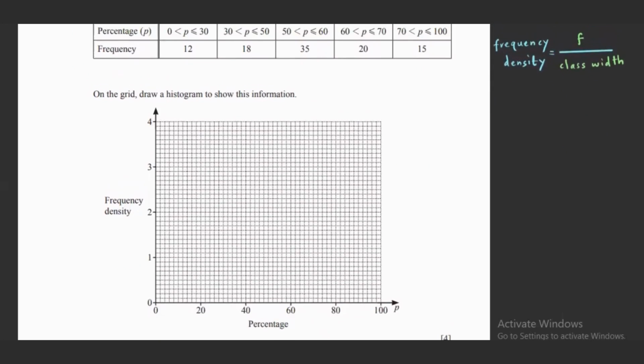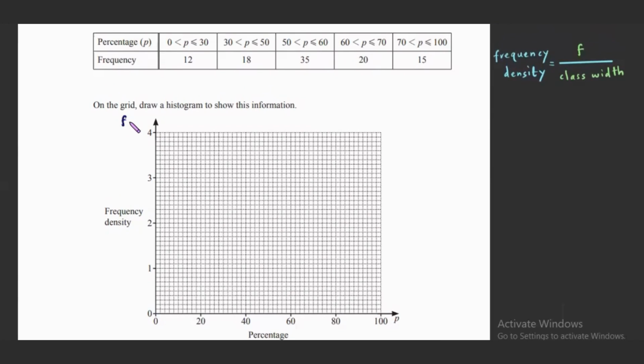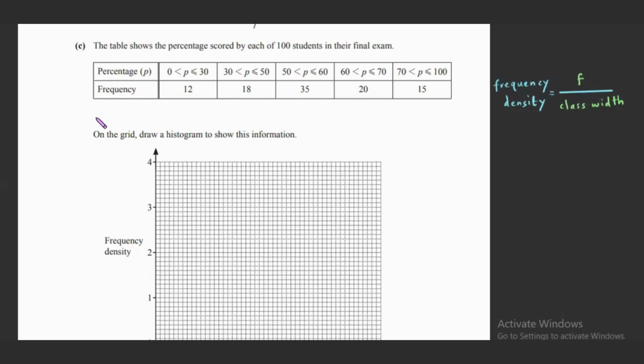Now, in the histogram, the frequency density is written on the y-axis, like it's already given here. In this table, we do not have the frequency density, but the frequency is what's given. So first, we need to find the frequency density, only then can we draw the columns here. Frequency density is equal to frequency divided by the class width. So first we need to know how much the class width is.